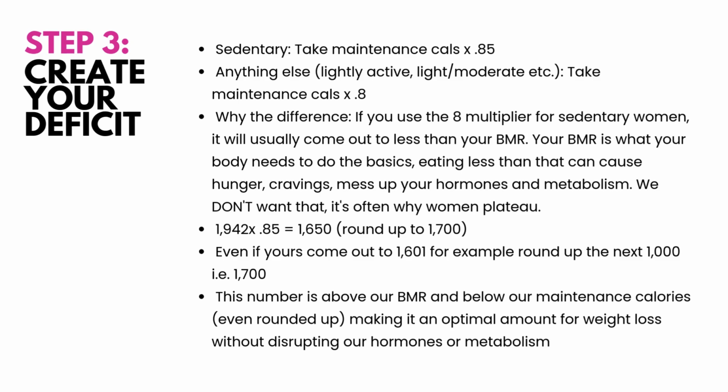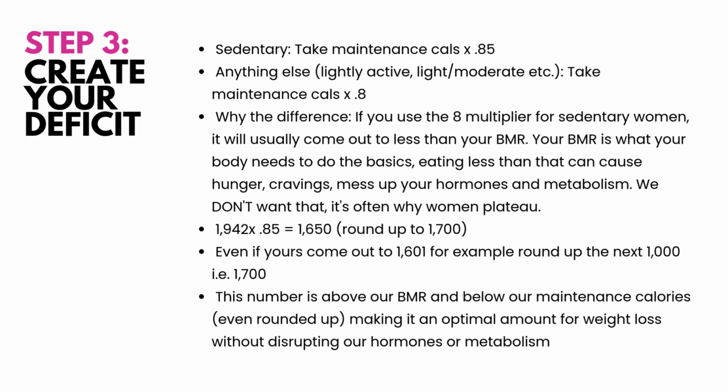Now it's time to calculate the calorie deficit. And this is step 3. Going with our same example, we're going to take those maintenance calories and multiply it times 0.85. Anything else like light activity or light to moderate activity, we're going to take the maintenance calories and multiply it times 0.8. Why the difference? If you use the 0.8 multiplier for a sedentary woman, it will usually come out to be less than the BMR. Now, this is very important.